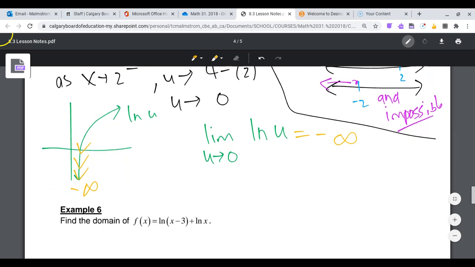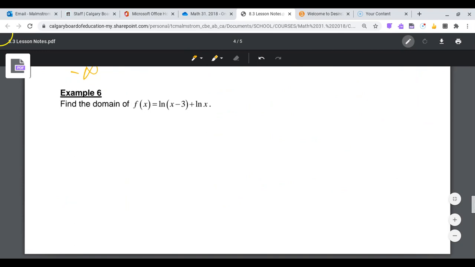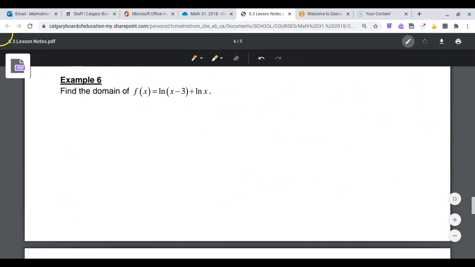All right, a couple more examples. Find the domain of ln(x minus 3) plus ln x. So we have two logarithmic functions here that are being added together, and we're asked to find the domain.